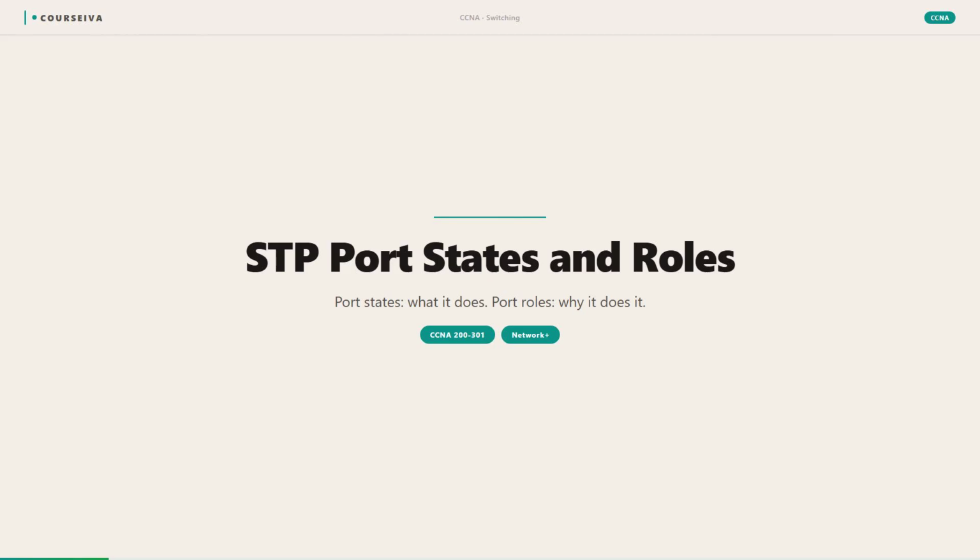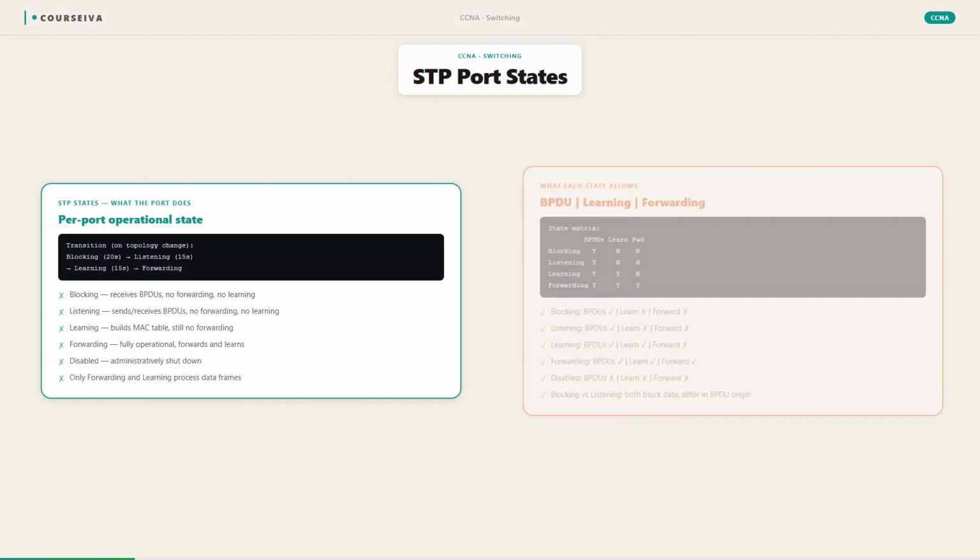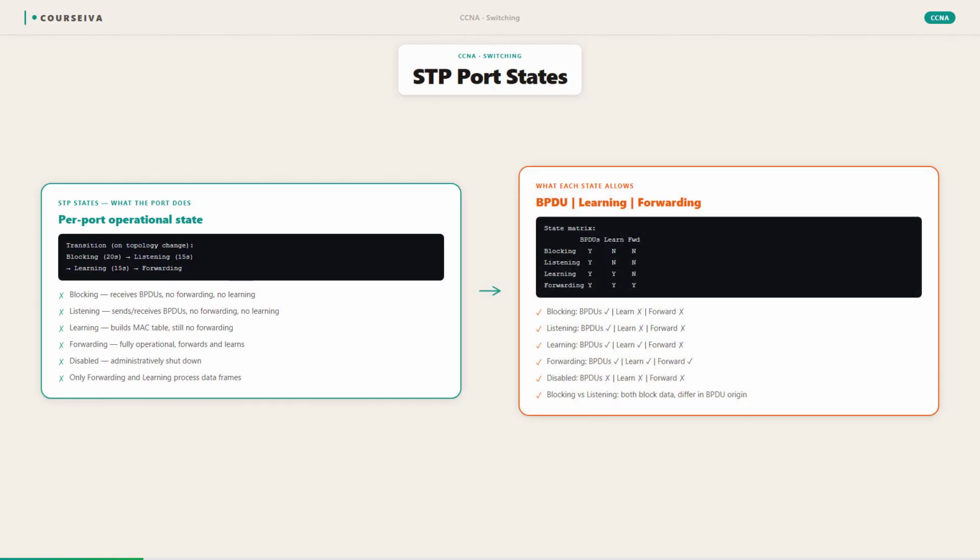Confusing states and roles is a textbook exam mistake. They're related concepts, but definitely not identical. IEEE 802.1D gives us 5 port states in the spanning tree protocol, so let's walk through them. Starting with the blocking state.